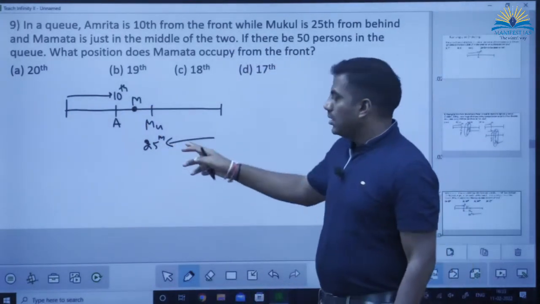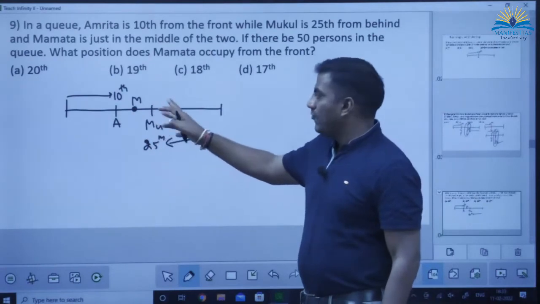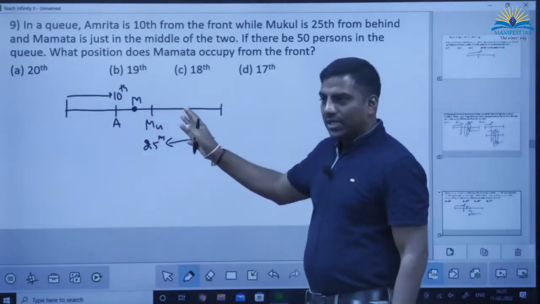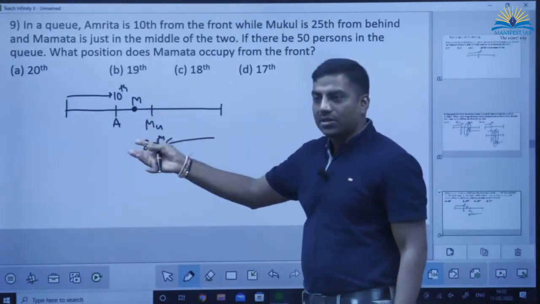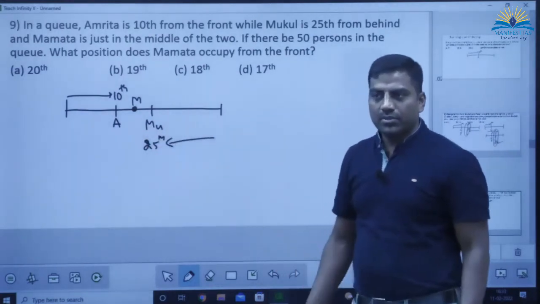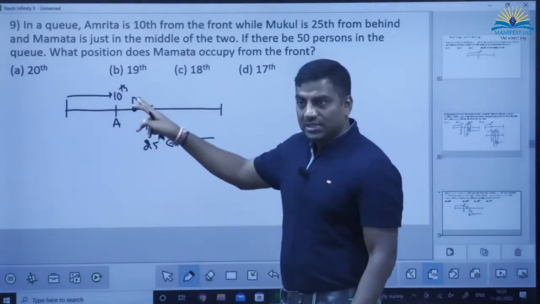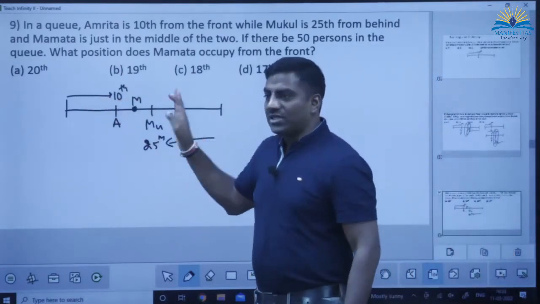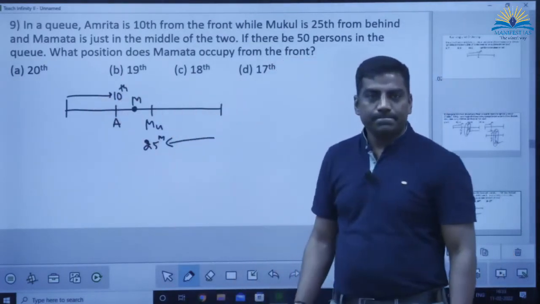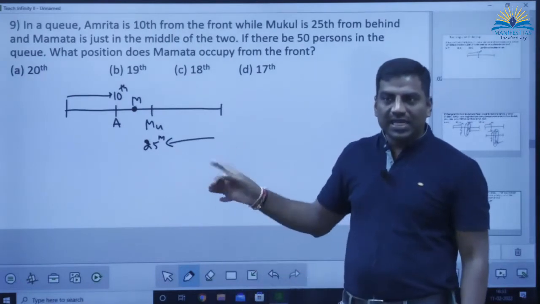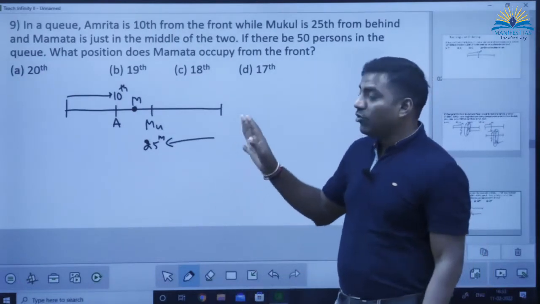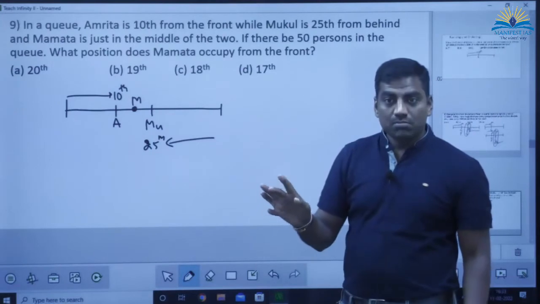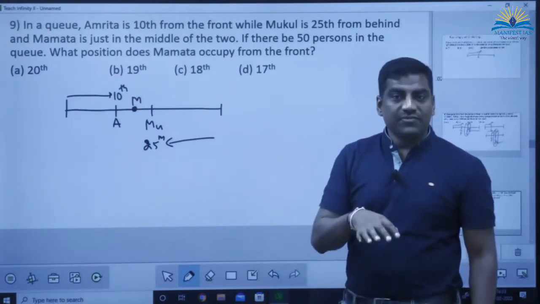Now, get the position of Mukul from the left or get the position of Amrita from the right, because with these positions alone, you cannot find it. Why? I'll tell you. This is from left, this is from right. How many people are there in between? That you can get, no problem. But their position, it is difficult to understand.